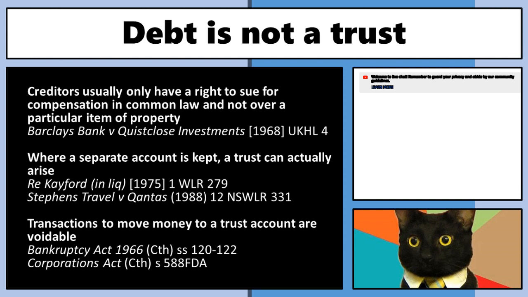So here they say, literally, transactions that have moved money out of a company account for whatever reason into a trust, whatever, are going to be voidable. The liquidator can come along and say, no, we are undoing that transaction. We have a statutory right to do that. Equity follows the law.